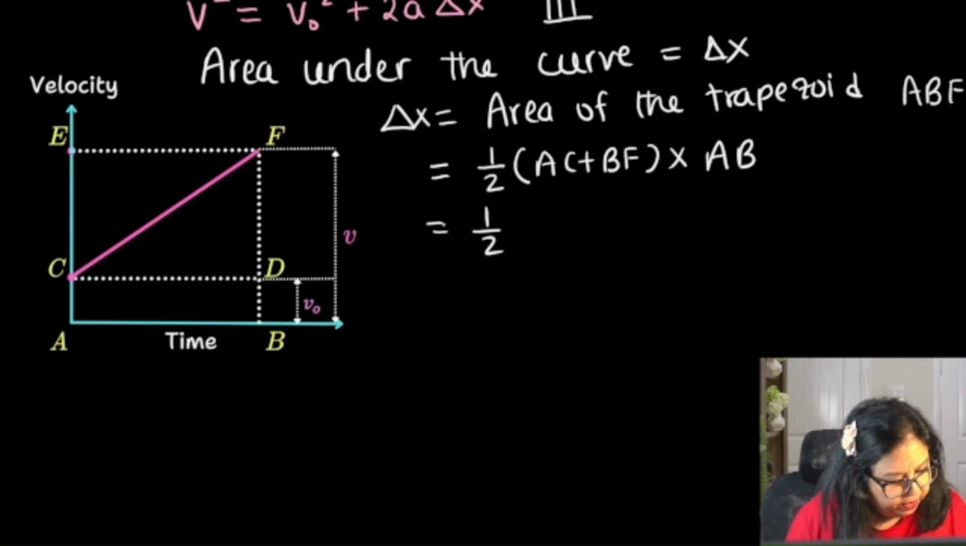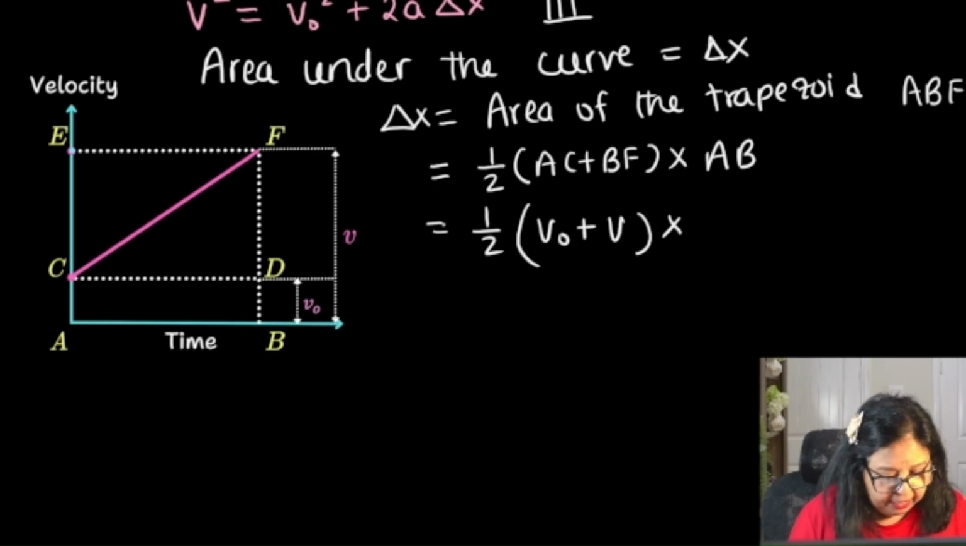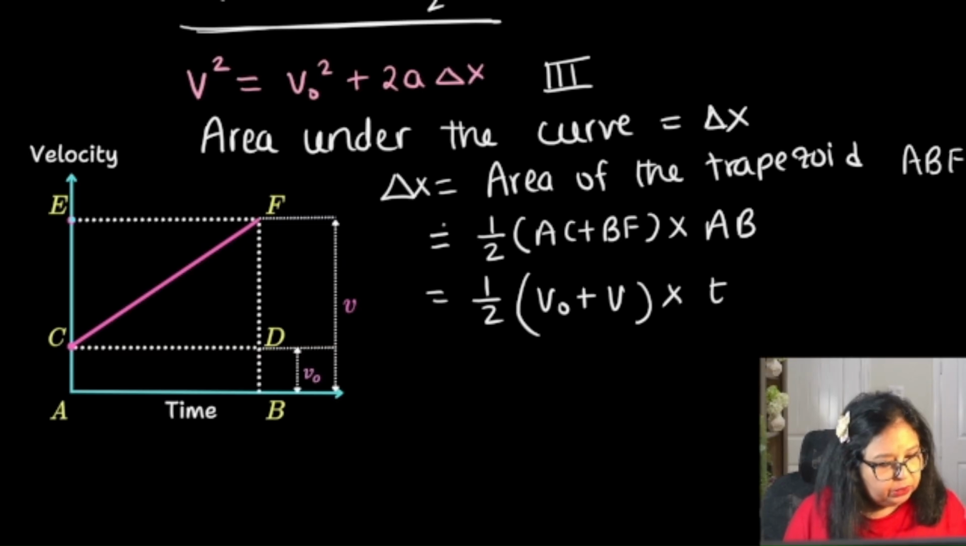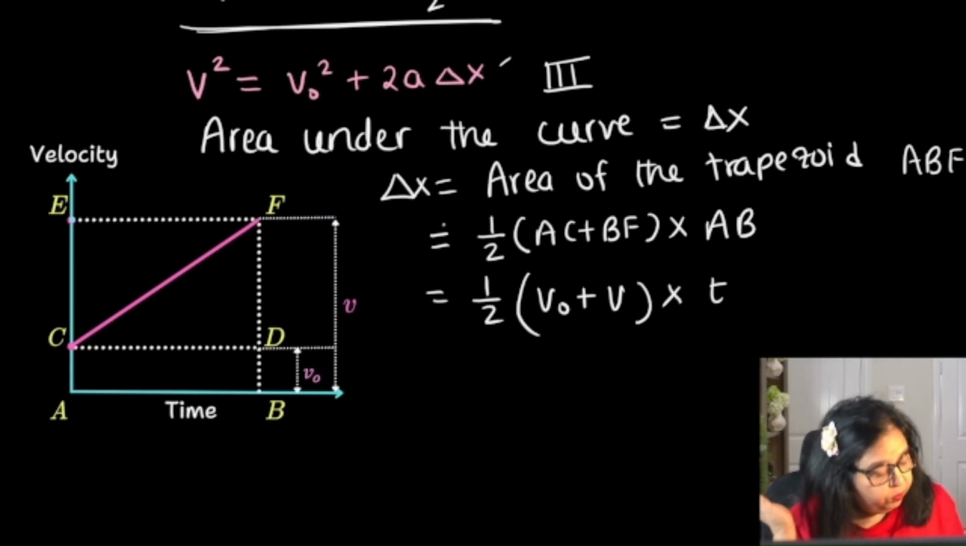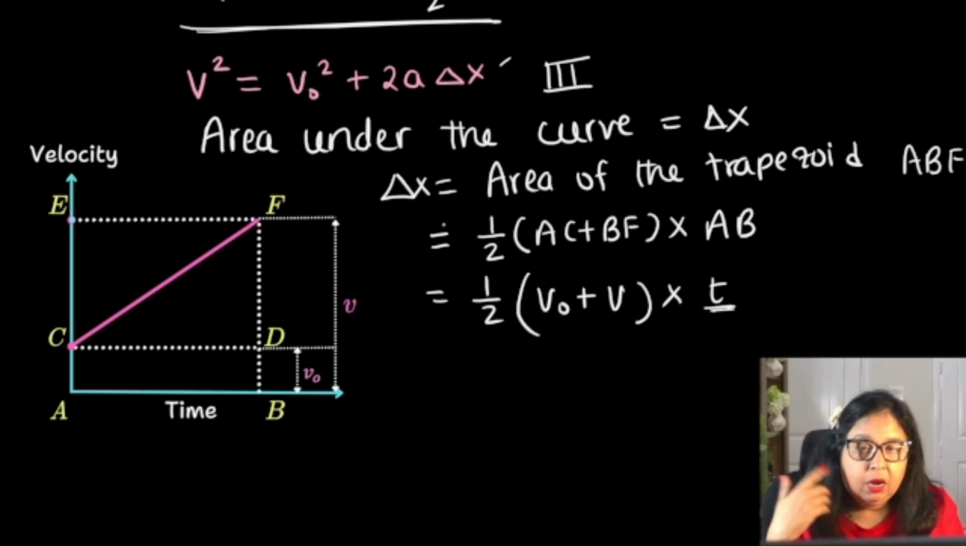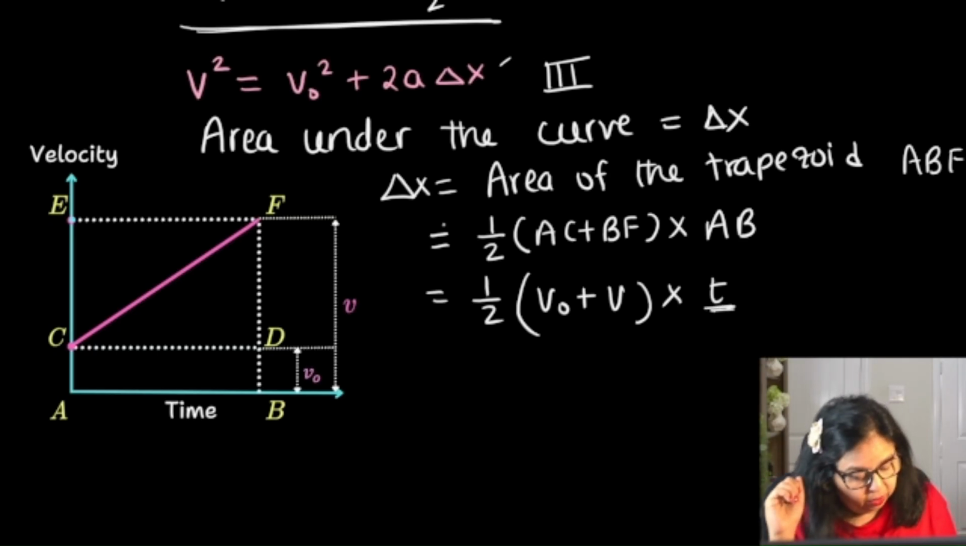This is equal to 1/2 times AC. AC equals V naught, and BF equals V. And AB is equal to time t. Now here's the thing. The equation that we're trying to solve for does not have t. That means we do not want this t over here. How do we get rid of this t?